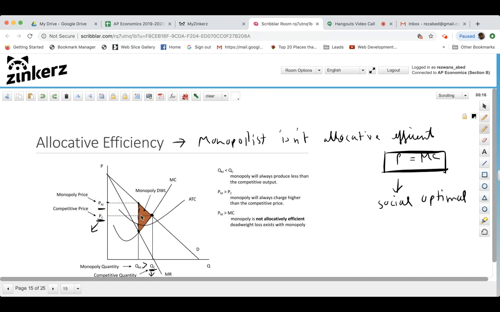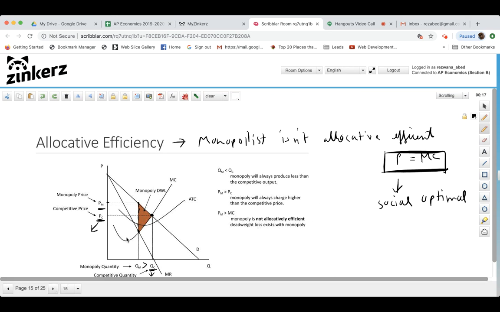So this creates this deadweight loss, which is just a loss to society, because this is not going to anybody. This is not going to producers. This is not going to consumers. All of this happens because they're producing less and charging a higher price than it would be in perfect competition. Okay.